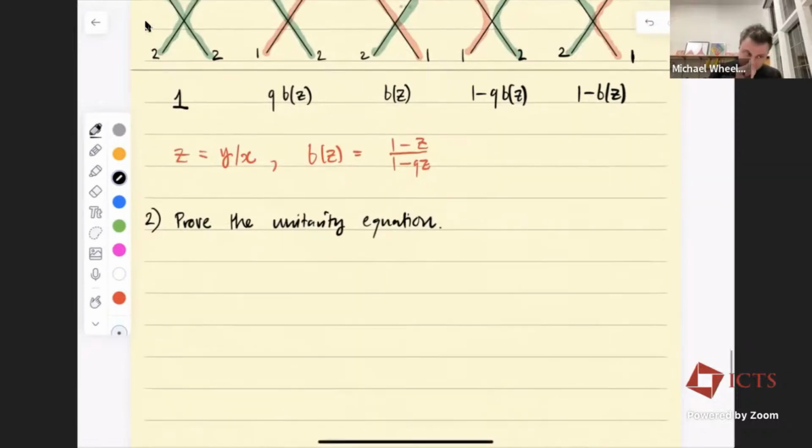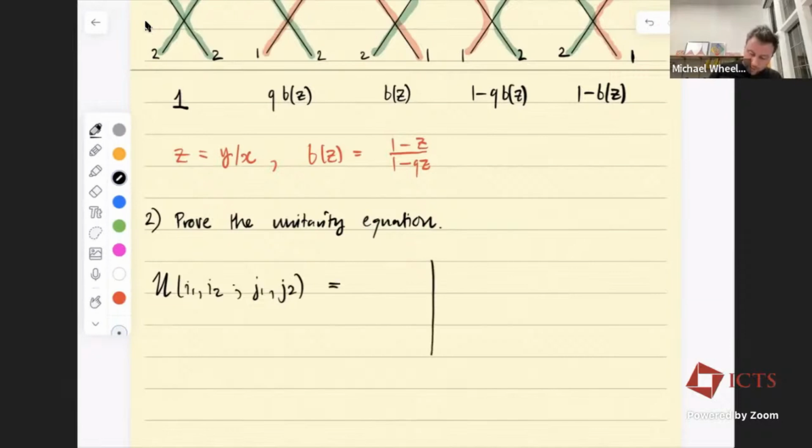So let's start out by recalling what we need to prove. We defined last time this quantity U, I1, I2, and J1, J2. And that was the following partition function. I have a line that goes straight, and then I have another one that loops over it and then loops back. At the bottom, I have I1, I2. At the top, I have J1, J2.